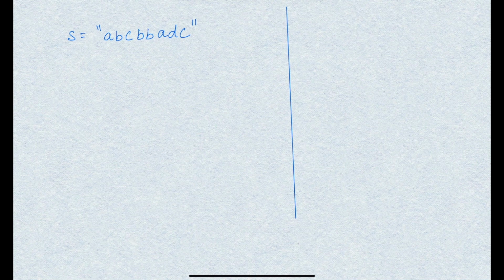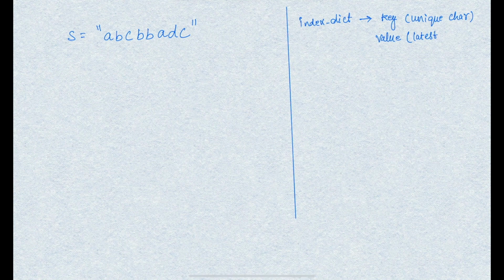For the purpose of explanation, I am going to make use of a few variables, so I will discuss those variables now. The first is index dictionary. This is going to be the dictionary that I am using, and this is going to store, the key is going to be the unique character in the string, and the value is going to be the latest index position, meaning the index position where the character is found in the string.